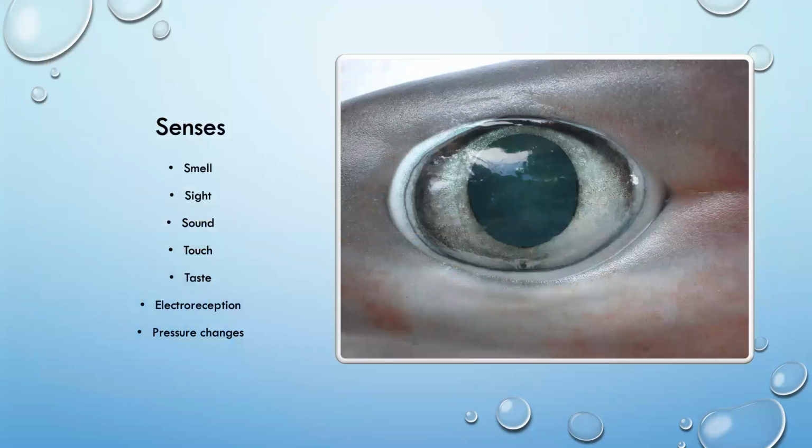Onto their senses. So sharks have fairly complex brains, and they can process a really wide range of senses. We usually think of our senses of smell, sight, sound, touch, and taste, but sharks have 2 more than we do, which is pretty cool.